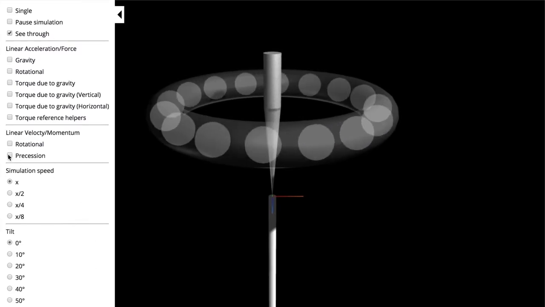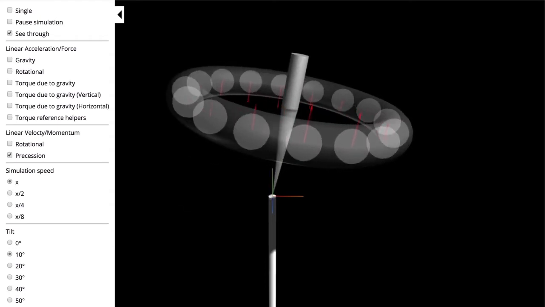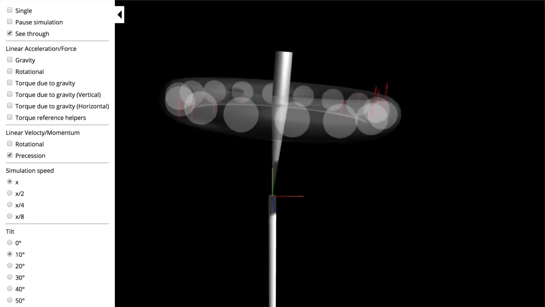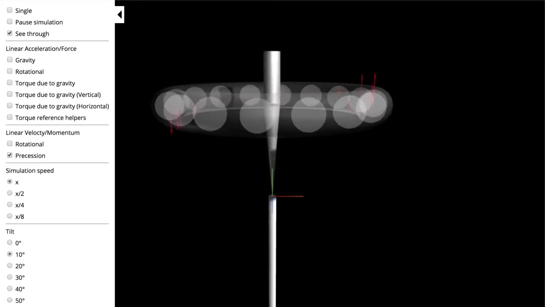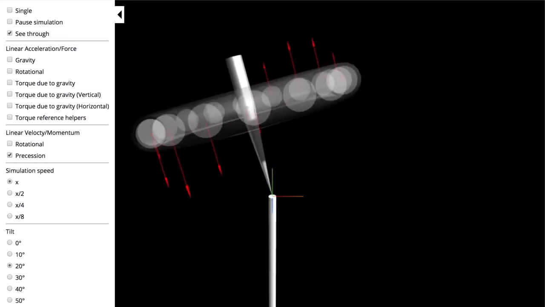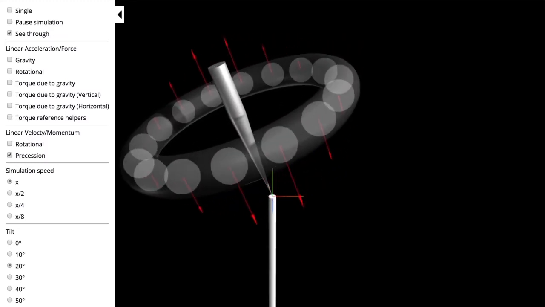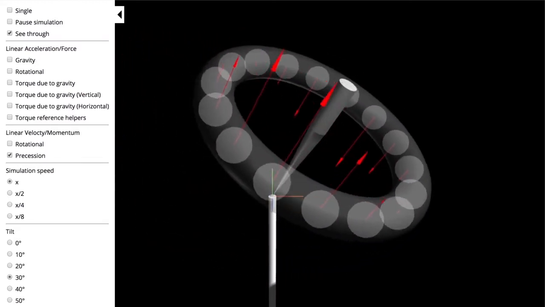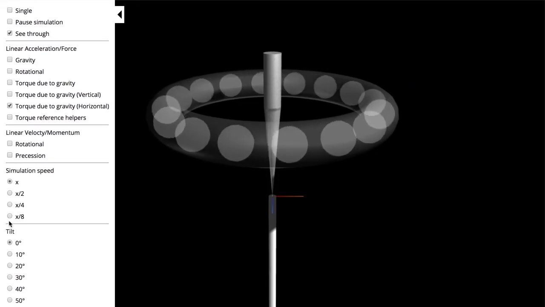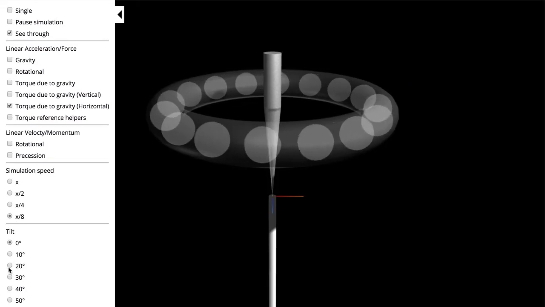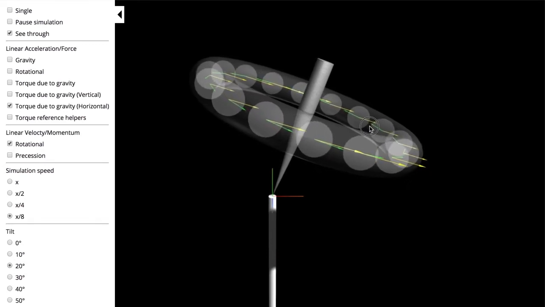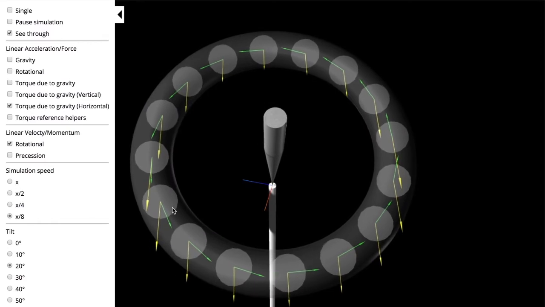Next one is the vector responsible for generating precession and is related to the tilt. Zero tilt produces no precession, while increasing the tilt increases the precession. Let's learn how this precession is generated. For that, first let's understand the effects of the horizontal component of torque.